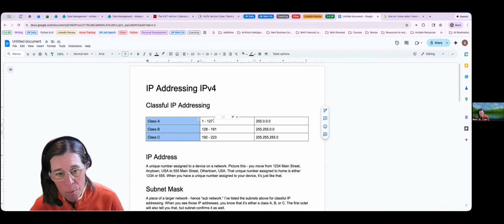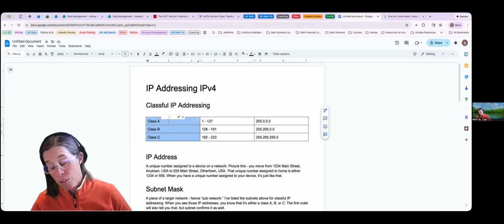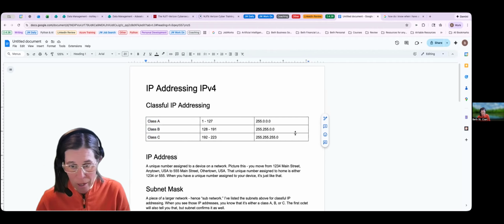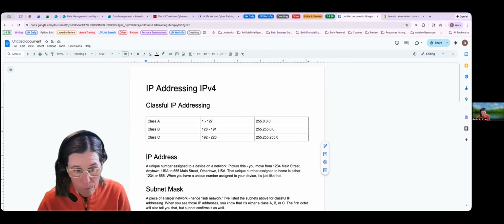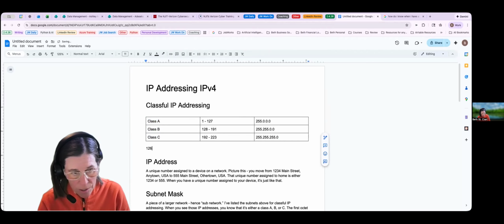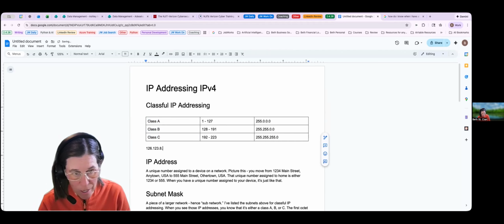Anytime you see an IP address with the first octet being any number between 1 and 127, that means it's a Class A network, a Class A IP address. So let me show you what I mean by that. First octet might be 126, followed by the second octet, 123, followed by the third octet, could be 8.